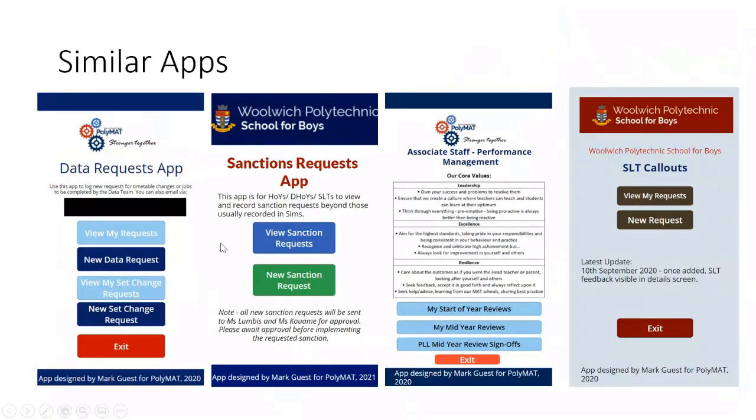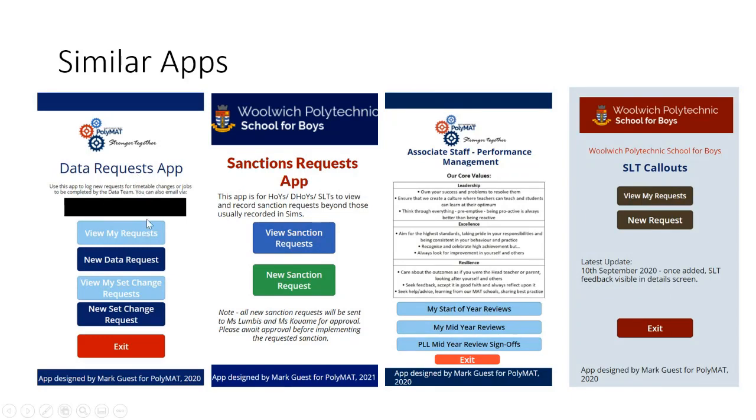Here are some of the others. We've got a help desk for the data team. This allows people to view any tasks that they've asked of the data team, using view my requests or view my set changes. They can see any requests that they've put in and what the status is. If they want to create a new request, they click that button. We've also got this one set up so there's an email address, which is actually getting more use at the moment. They can send an email to the data team, and Power Automate knows that an email has been sent to that address and adds it onto the help desk.